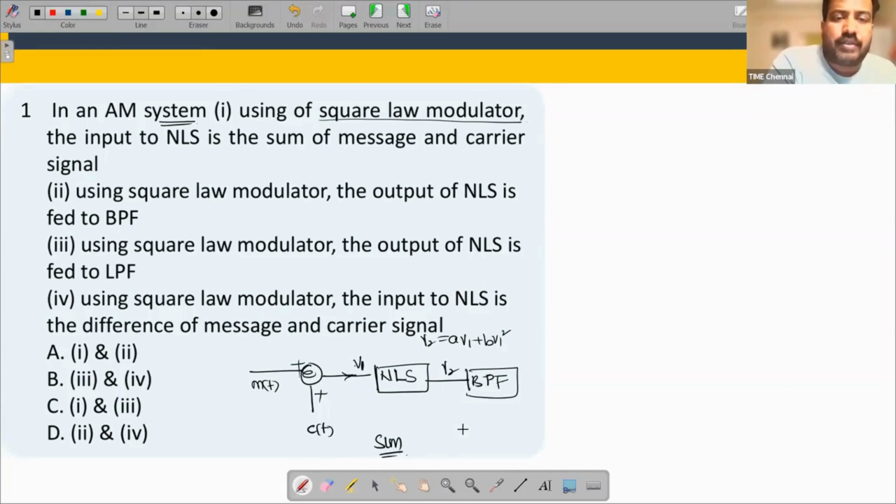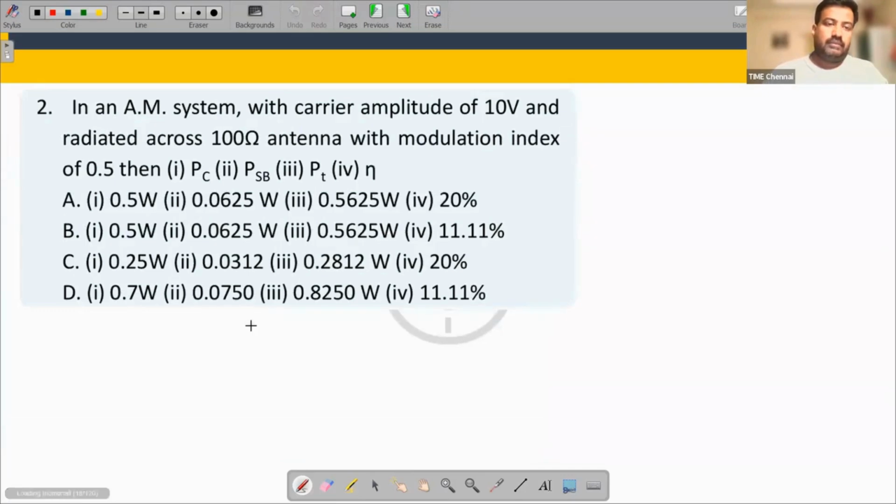So what is given in an AM system using square law modulator, the input to NLS is a sum of message and carrier signal. Absolutely true. Using square law modulator, the output of NLS is fed to band pass filter. Yes, that's also true. Output fed to low pass filter, no. Input is the difference of message and carrier signal, this also no. 1 and 2. Option A is the answer. Next question.